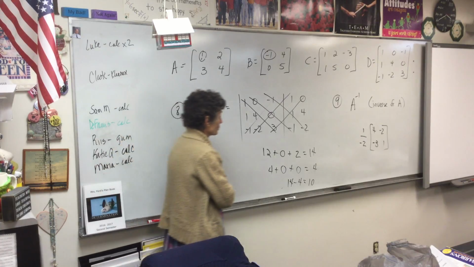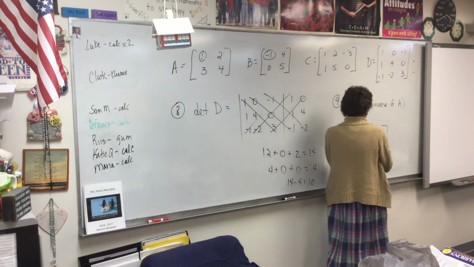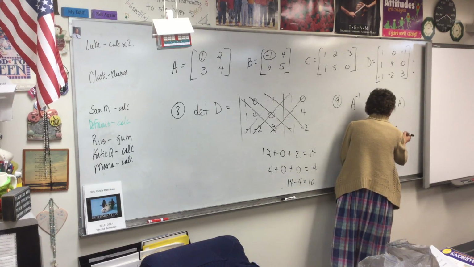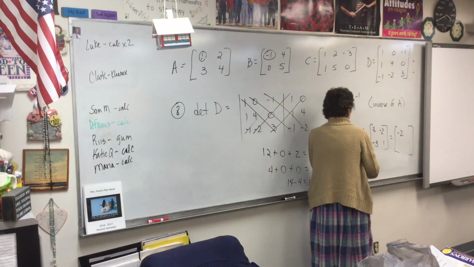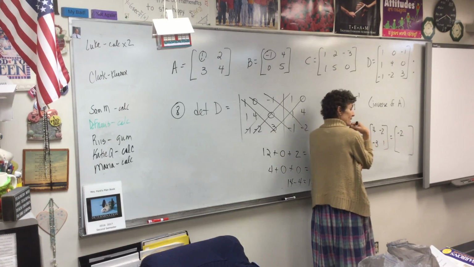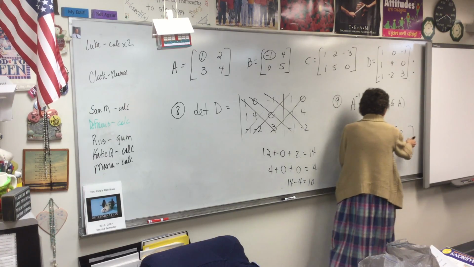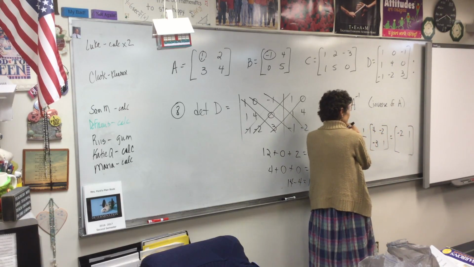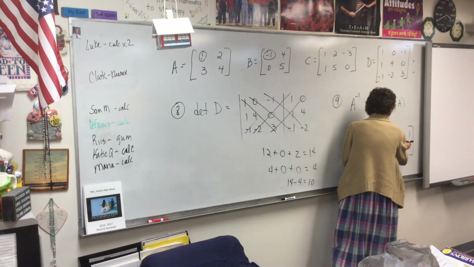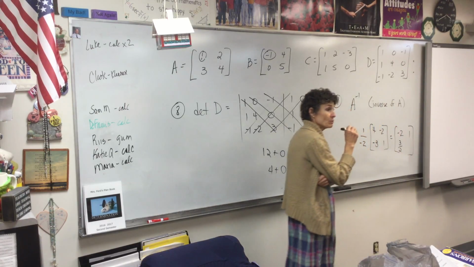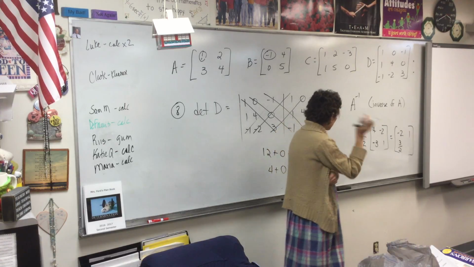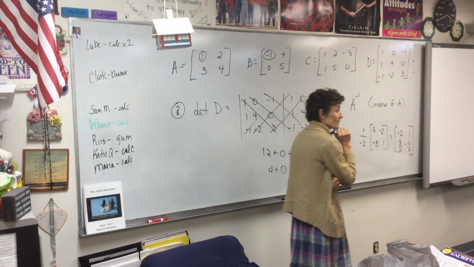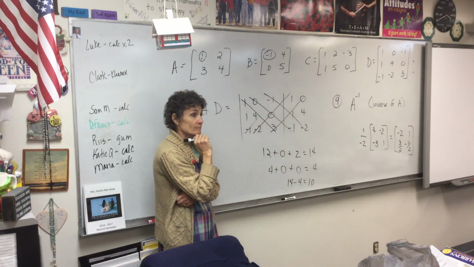1 over -2. So what is -1/2 times 4? -2. What is -1/2 times -2? +1. -1/2 times -3. 3 halves, or if you want to write 1 1/2, you can. And -1/2 times 1 is, of course, -1/2. That is your final answer.